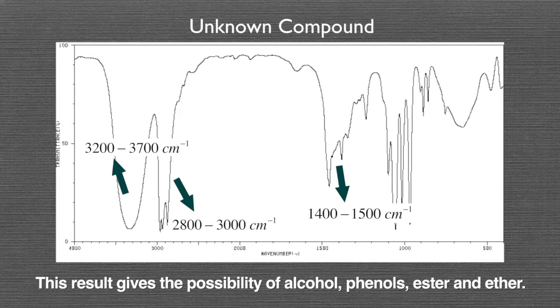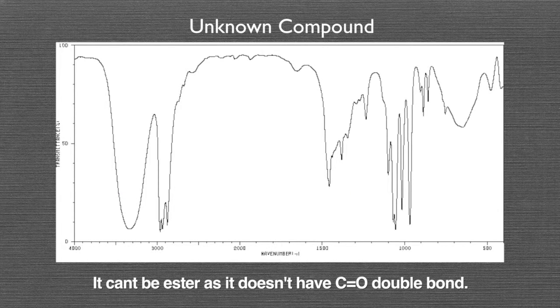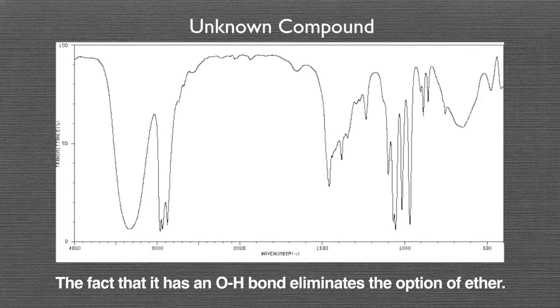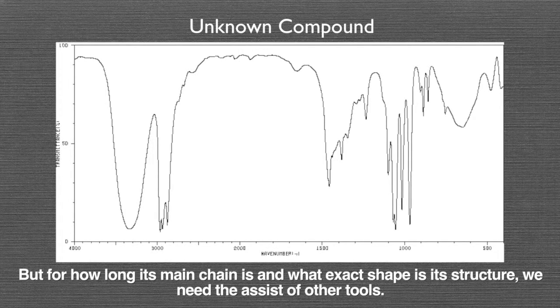This result gives the possibility of alcohol, phenols, esters, and ether. However, it cannot be phenol, as the IR spectrum shows no carbon-carbon double bond. It can't be ester, as it doesn't have a carbon-oxygen double bond. The fact that it has an oxygen-hydrogen bond eliminates the option of ether. Therefore, it can only be alcohol. But for how long its main chain is, and what exact shape its structure has, we need the assistance of other tools.